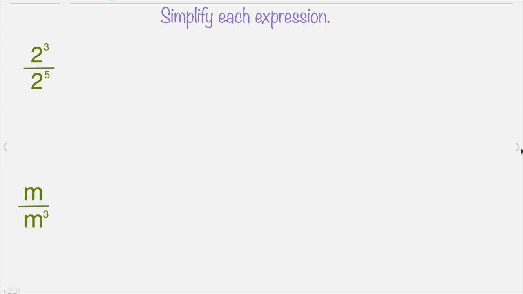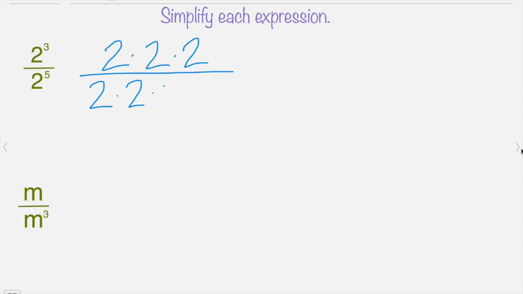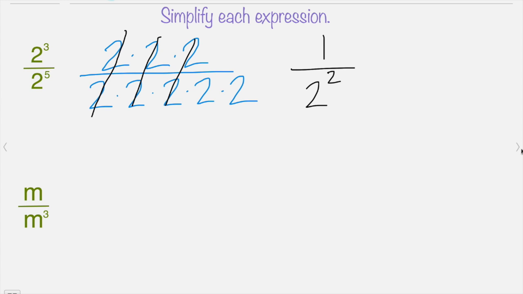Let's look at 2 to the third over 2 to the fifth. 2 to the third is the same as 2 times itself 3 times, and 2 to the fifth is the same as 2 times itself 5 times. If we expand both of these out, we can then look for pairs that could cancel each other. Notice we can find 3 pairs. Remember, when the top of a fraction cancels, there is just 1 left, so I have 1 over 2 to the second power, or 1 over 4.